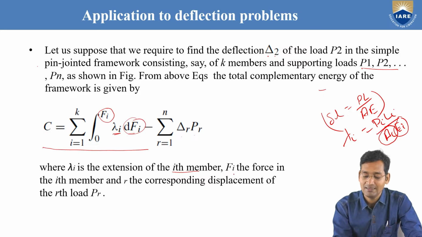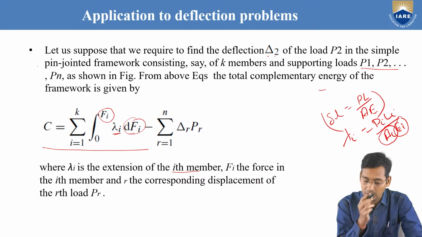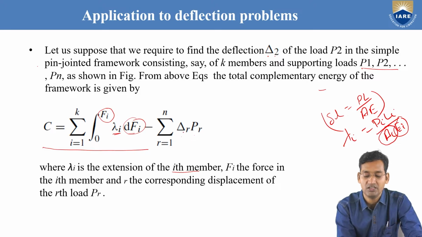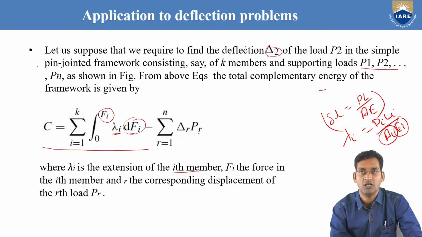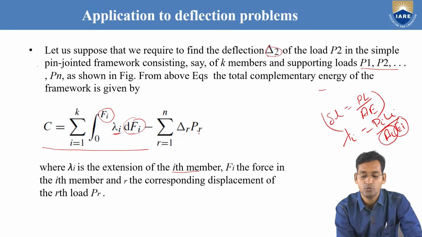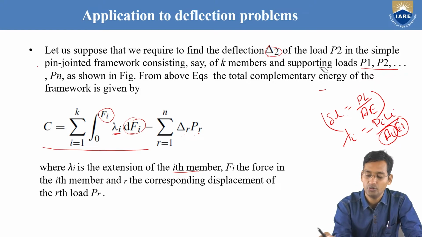Fi is the force in the ith member, and delta R is the corresponding displacement of the rth load PR. So if we take R equals 1, then it is delta 1 and P1; if R equals 2, then delta 2 and P2. What we are finding here is delta 2, because the corresponding load we are taking is P2.